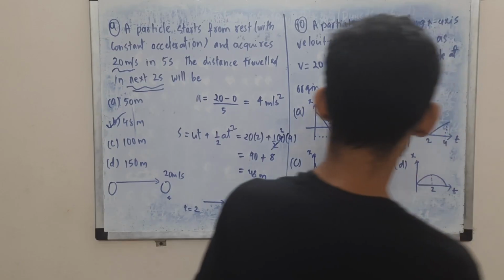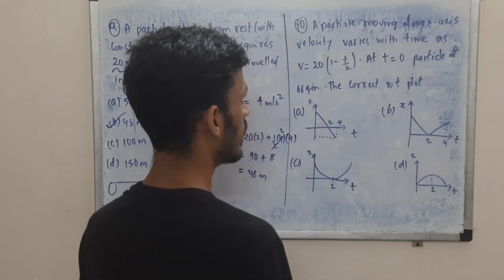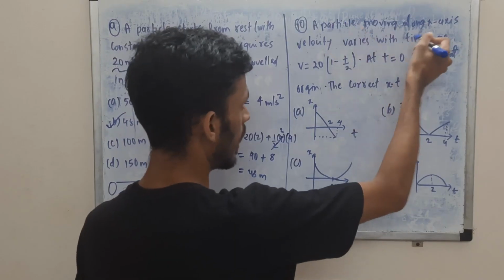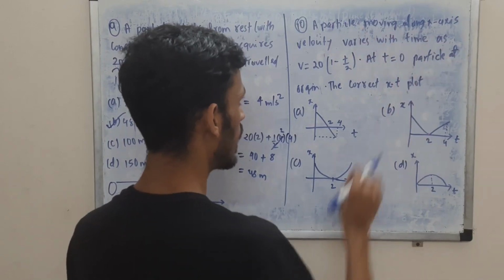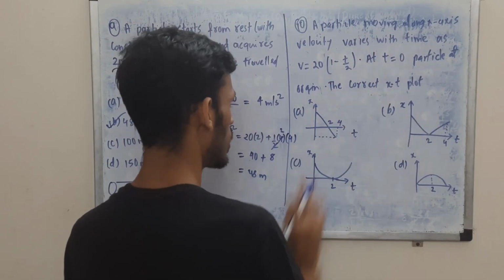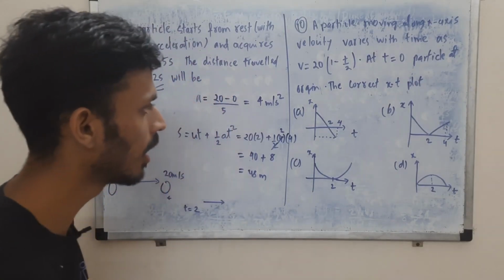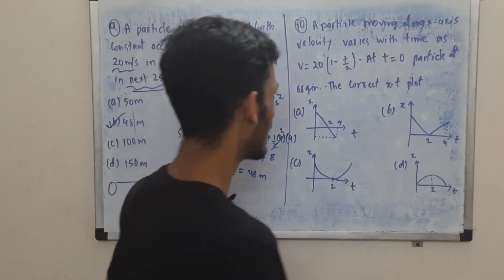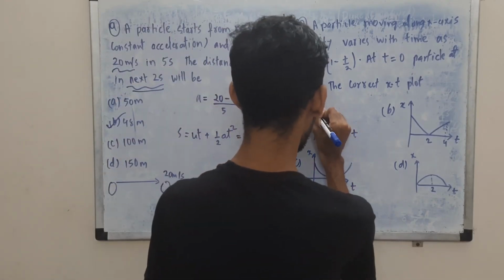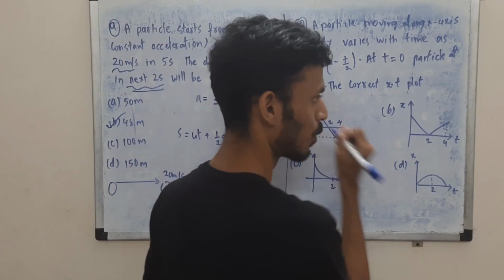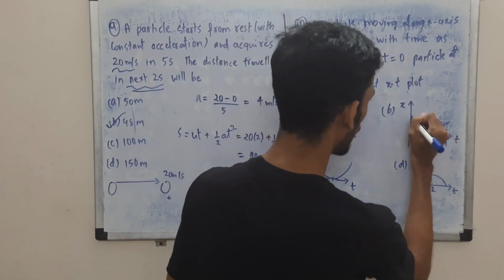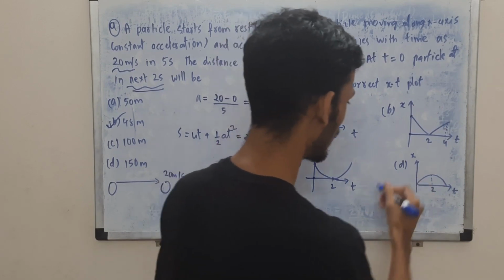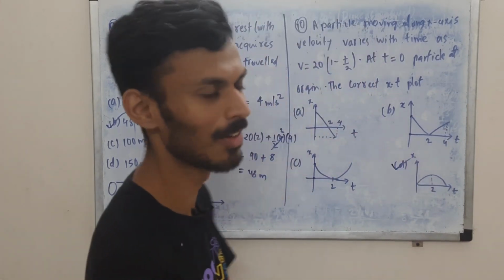Here we have been given the velocity time dependent equation for a body or a particle moving along the x-axis. At t equal to 0, the particle is at the origin. We need the correct x-t plot. First of all, you can directly see that this is not starting at the origin, at t equal to 0, x is not equal to 0. Only this one is starting at the origin, so this is correct.